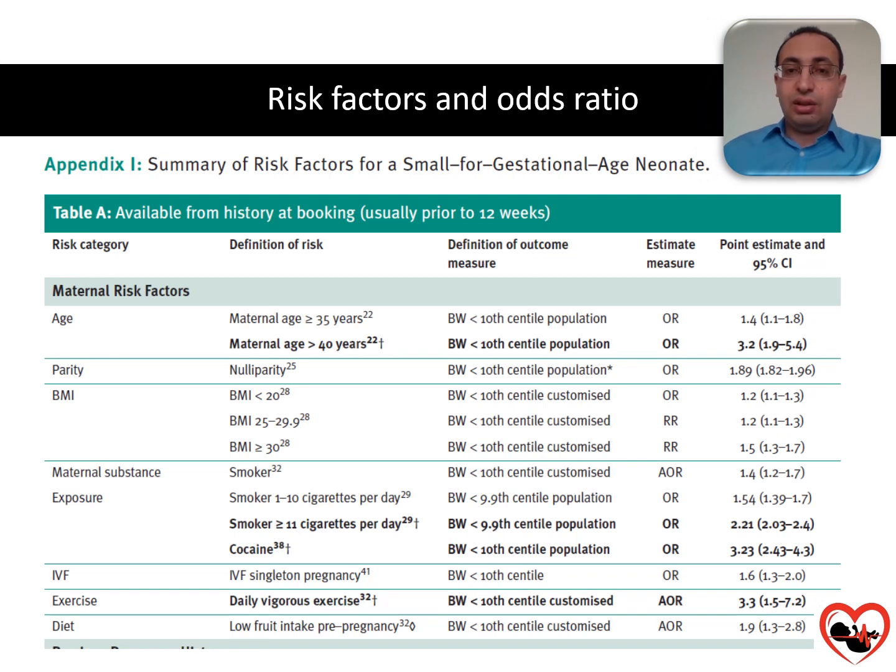If you look at the end of the Green-top guideline, you'll find a summary of the risk factors, the minor and the major, with the regression model results. So as you can see here, look at the odds ratio. They divided whether they are minor or major based on the odds ratio. If the odds ratio is above 2, then it is a major risk factor. As you can see here, for example, maternal age above 40 is considered a major risk factor because its odds ratio is 3.2.